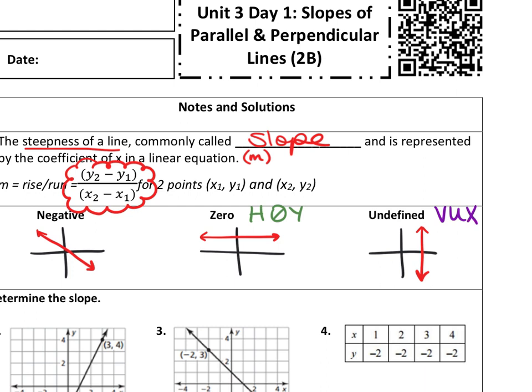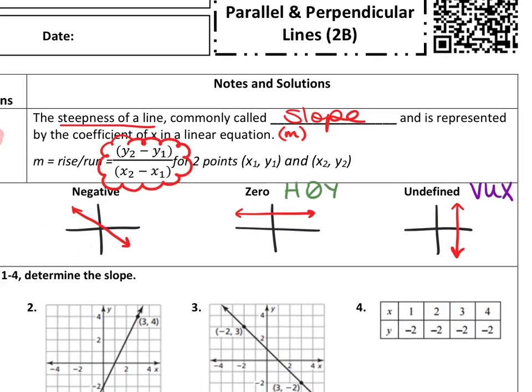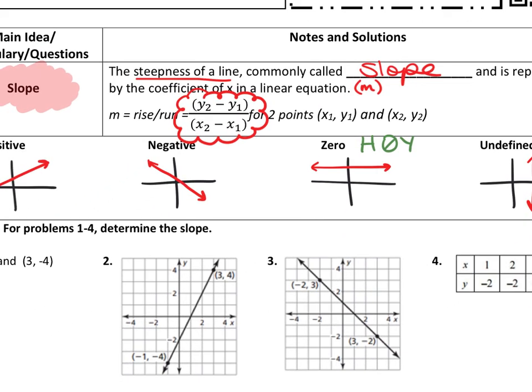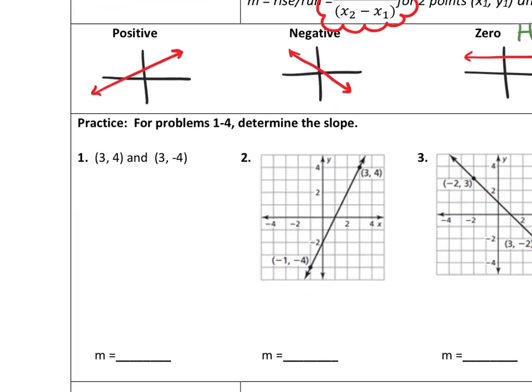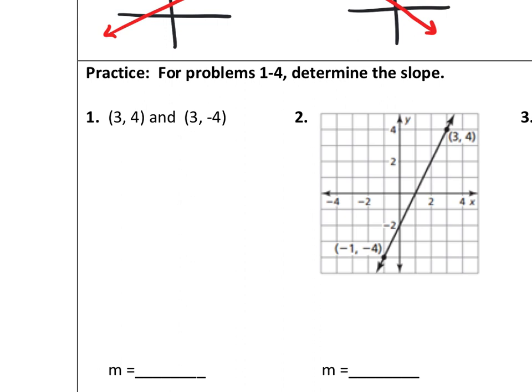Okay, so really, again, today we're going to be focusing on just the slopes part of parallel and perpendicular lines. And again, because I don't know where we're at with finding slope, we're going to use that clouded formula every single time to find slope. So in problem number 1, it says determine the slope.